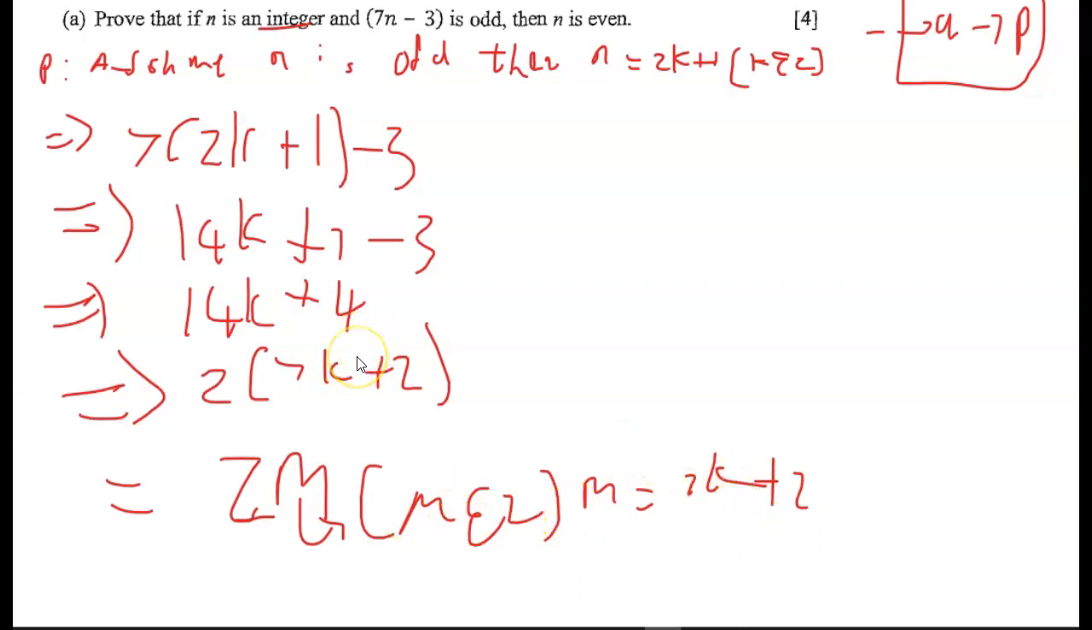So that's how you prove it, right? We did the contrapositive. We said that if n is odd, then 7n minus 3 is even. So we took p and put it in the last line, took q and put it in the first line, and then we did the opposite of both statements. So that's how you do a proof using proof by contrapositive.